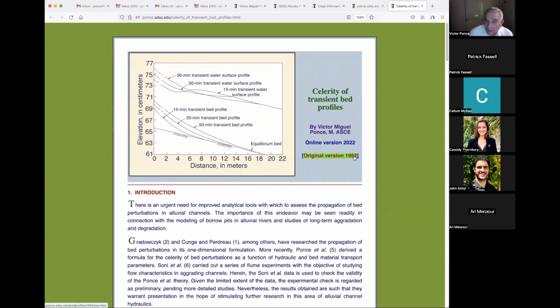And I say that because the celerity of transient bed profiles is a subject that had preoccupied me extensively throughout the late 70s. No, from the beginning, from 73. And how to study it, how to calculate it. And eventually we came up with 2 papers.